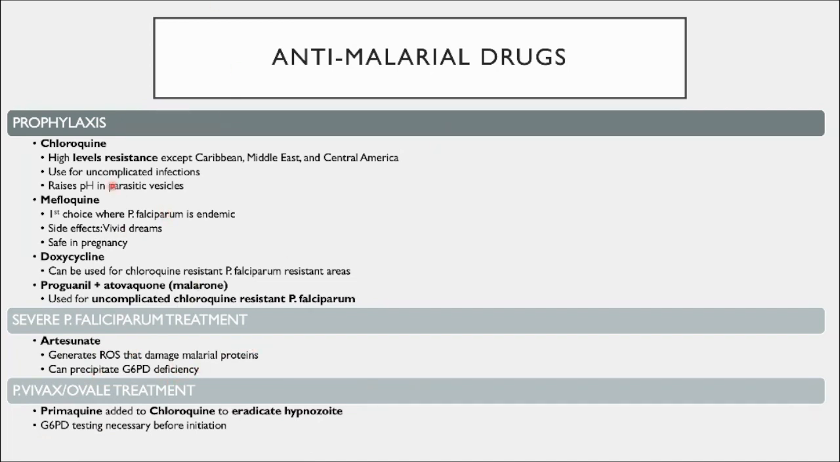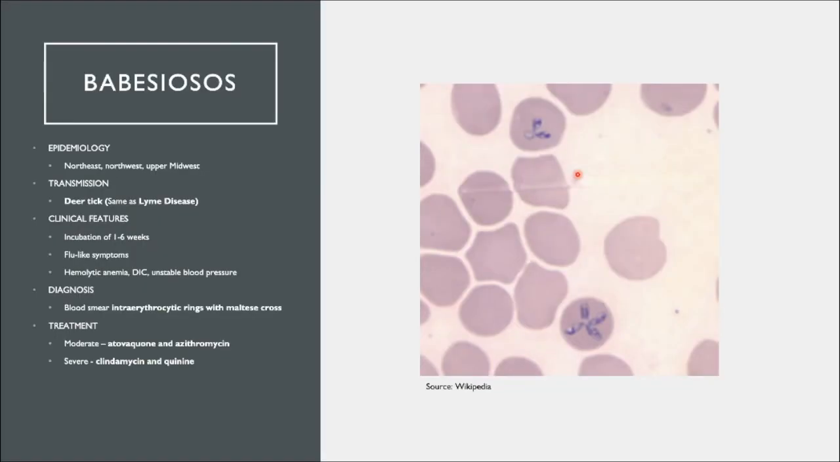Beyond that, mostly I would just know the names of these drugs. The mechanisms are probably beyond what you need to know. Babesiosis, I think of this as the American malaria. So babesiosis is a protozoan that comes from ticks. It actually shares the same tick vector as Lyme disease.